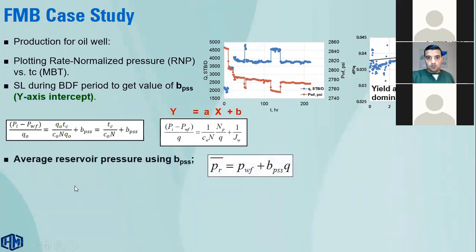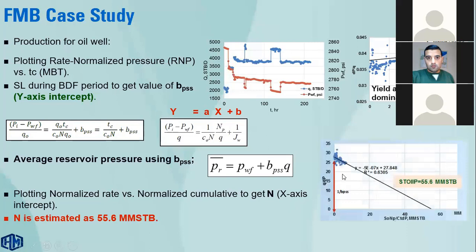After that, the next step is to calculate the average reservoir pressure using this equation, and finally plot this term in the y-axis, Q over delta B, versus this term in the x-axis. As you can see, the x-axis intercept will be N or STOIIP. So in this field example, N is more or less 55 million stock tank barrels.